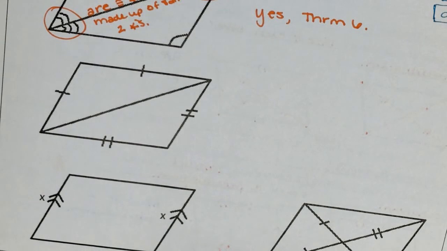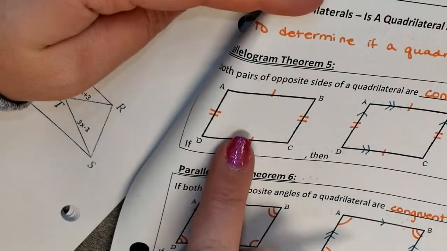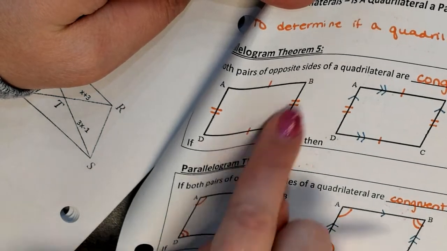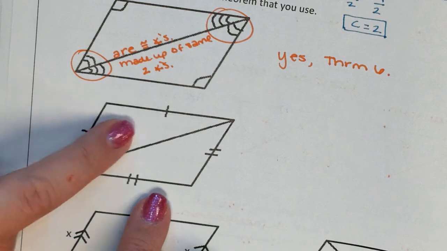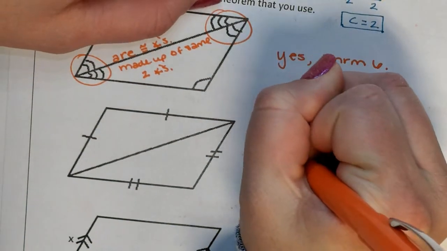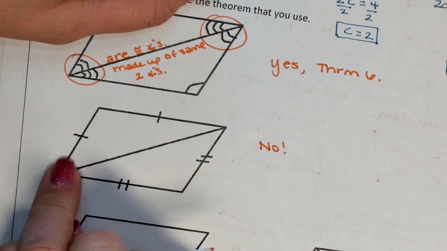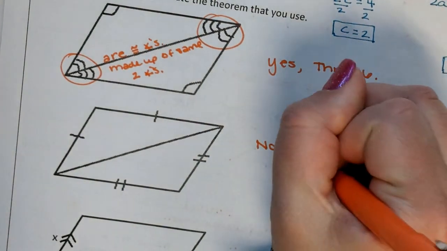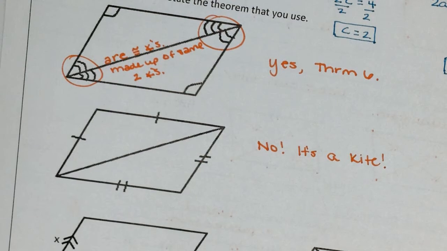This one has sides labeled congruent. So let's look at what theorem has the sides labeled. The very first one, theorem 5. If the opposite sides are congruent, then it's a parallelogram. Do we have opposite sides that are congruent here? No. We have consecutive sides that are congruent. So this one's a no. Do we remember what the shape is called if you have two pairs of congruent sides that are next to each other, or adjacent? A kite. So this one's no because it's a kite.